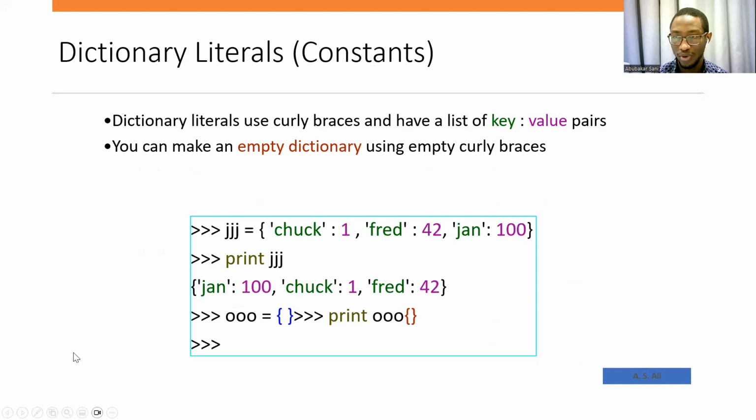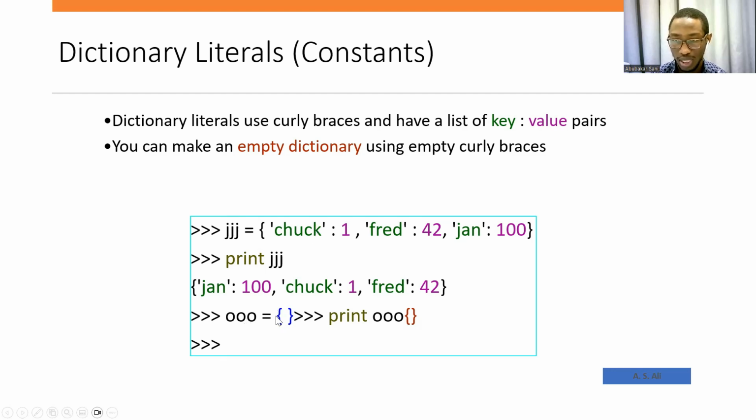So when you are defining a dictionary, you have to use key and value pairs as well. Always. Chalk is 1, Fred is 42, yarn is 100. Always. And look at the braces. It comes with curly braces instead of square brackets like a list, or the normal parentheses like a tuple. It comes with curly braces. When you print it, you see it like that. And when you are creating an empty dictionary, you can just use curly braces.